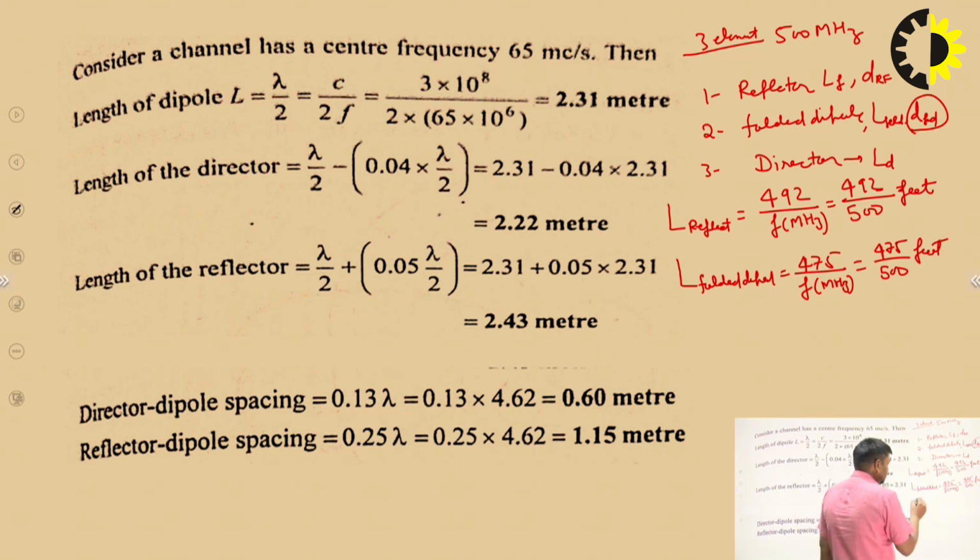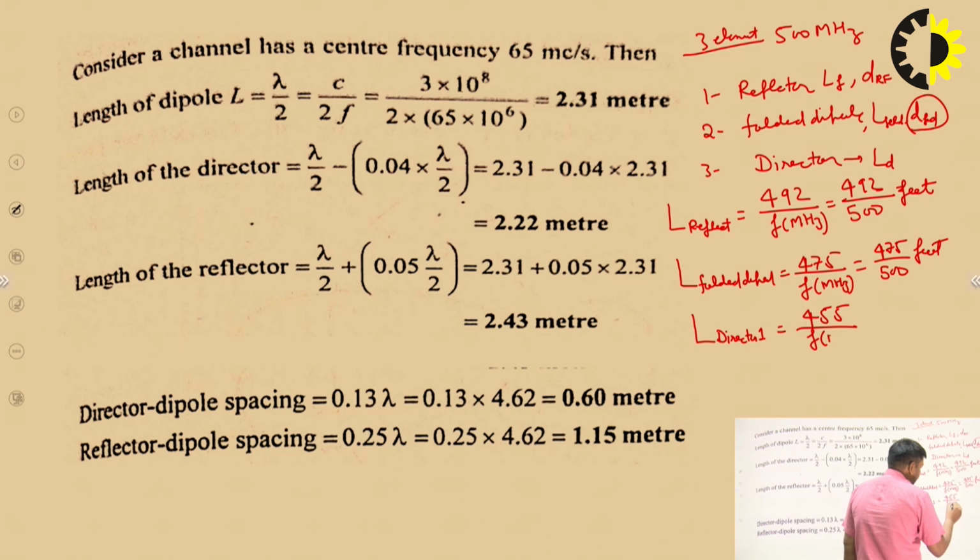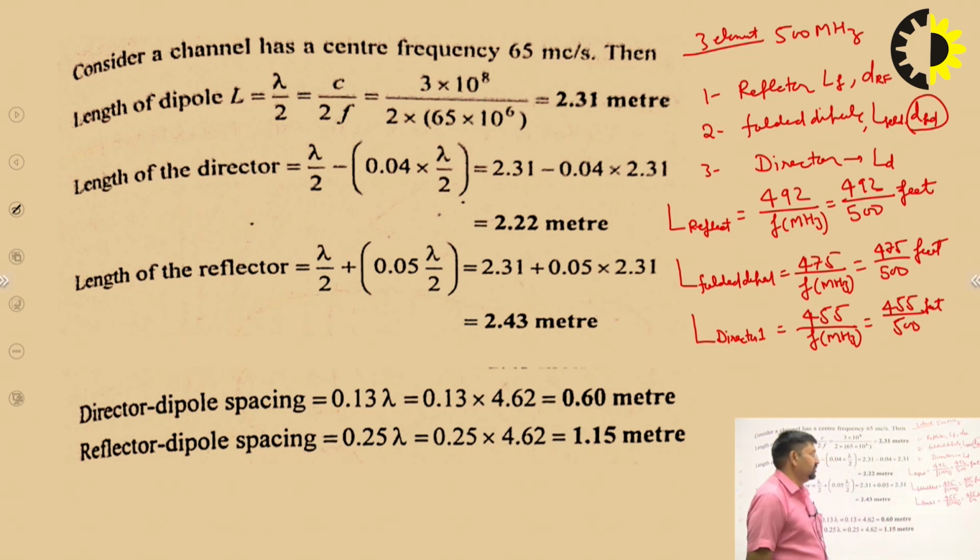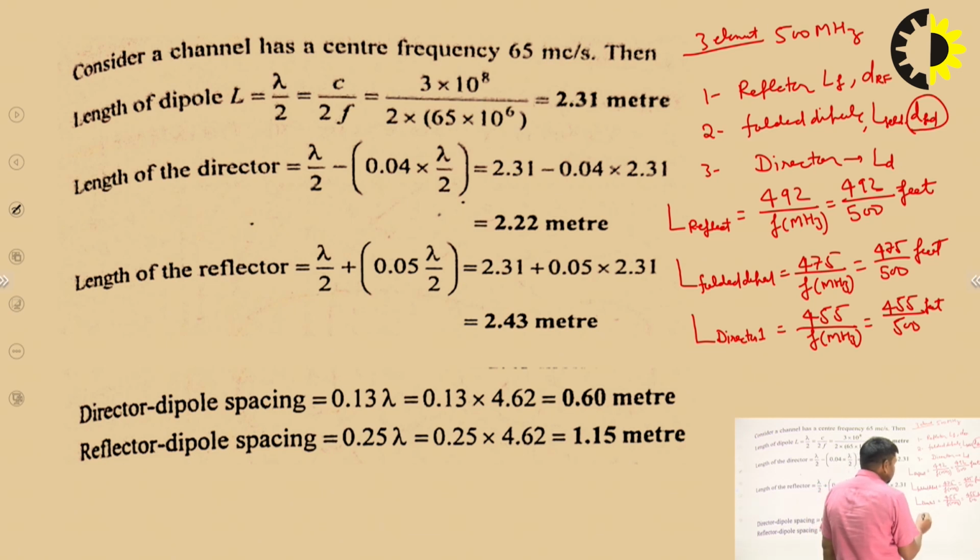And what is the first director length? The length of the first director is 455 upon f in megahertz. So we easily calculate the length of the first director. So we have calculated the reflector length, the folded dipole length, and the first director length. Then we calculate the distance between the reflector and the folded dipole.